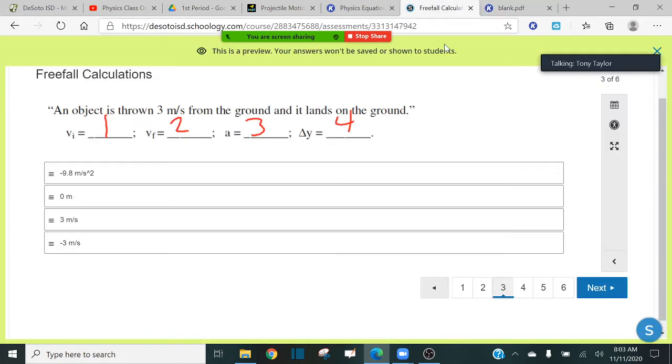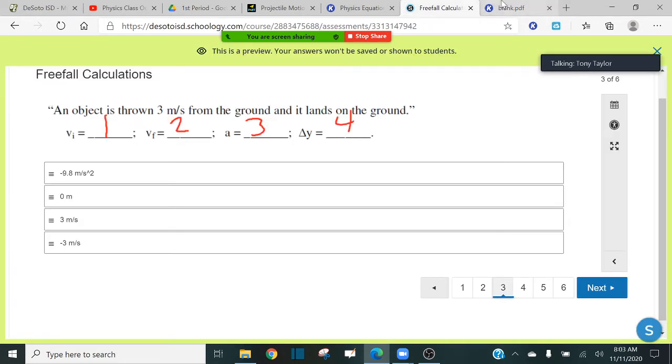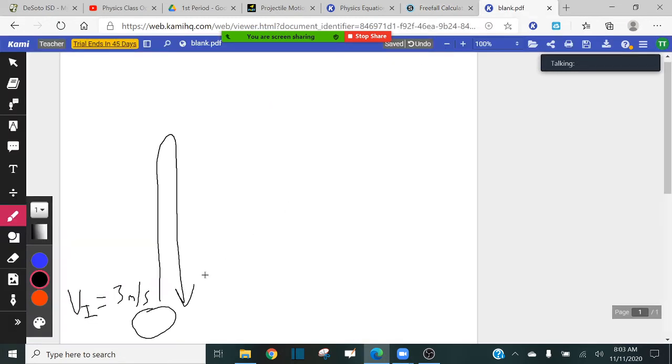They actually give us the initial velocity. If you see that the ball is thrown at 3 meters per second, if you look at the units, 3 meters per second represents the initial velocity. So the initial velocity is just 3 meters per second. Now, as the ball goes up, comes to a stop, and then comes back down and lands on the ground, someone tell me, what is the final velocity here?